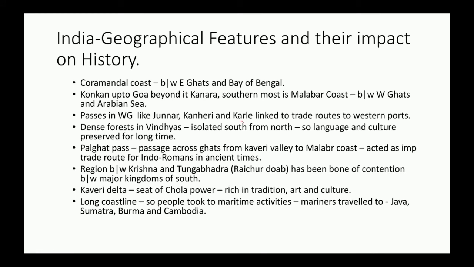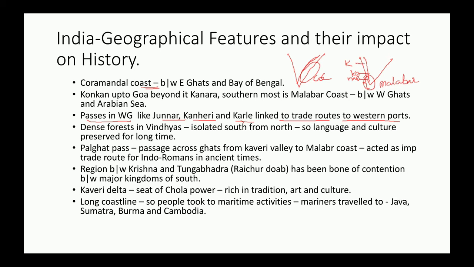If you take this as the Deccan Plateau, this is the eastern Ghats and this is the western Ghats. The coast by the eastern Ghats is called the Coromandel coast. On the western side till Goa it is called the Konkan coast, and beyond Goa it is called the Kanara coast. Then the southernmost part is called the Malabar coast, between the Western Ghats and the Arabian Sea. Then we have passes in the Western Ghats like Junnar, Kanheri, Karle, which linked trade routes to western ports.